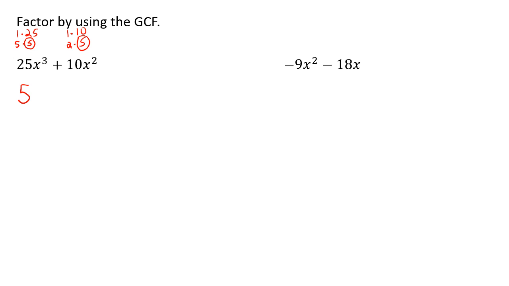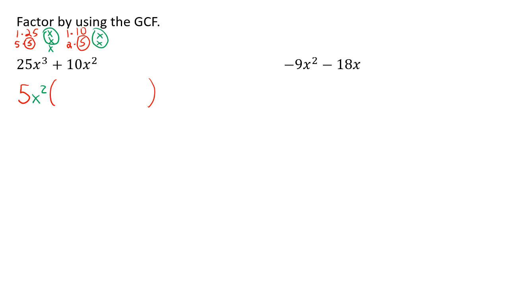Well, we also have x's. We have 3 x's for the first term and 2 x's for the second term. They share a total of 2 x's, so I can factor out 2 x's from the problem. Whatever is left over is simply going to stay in the parentheses.